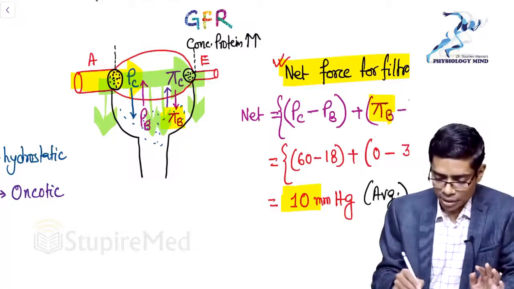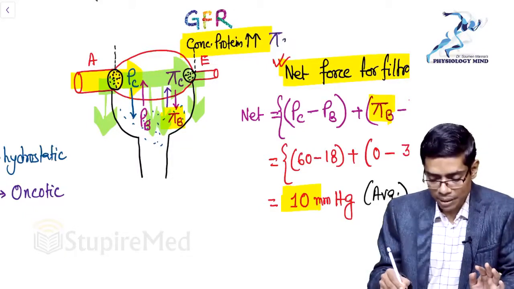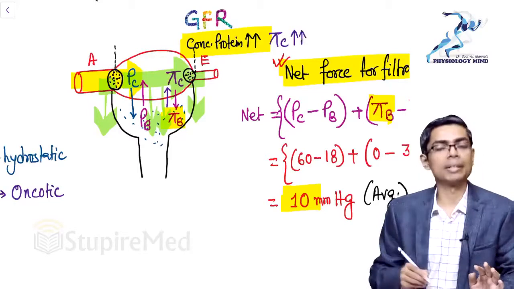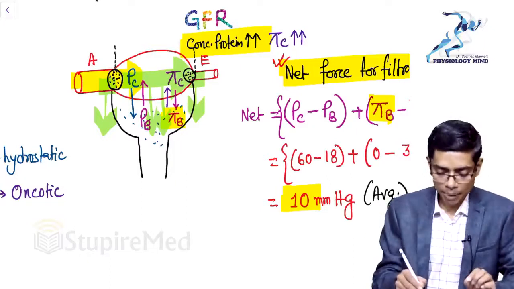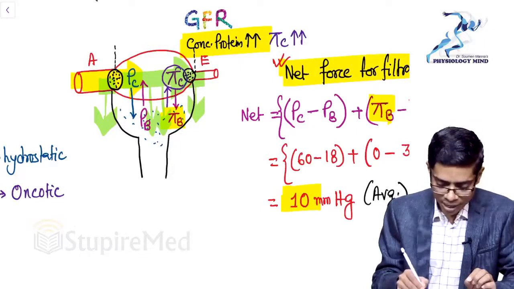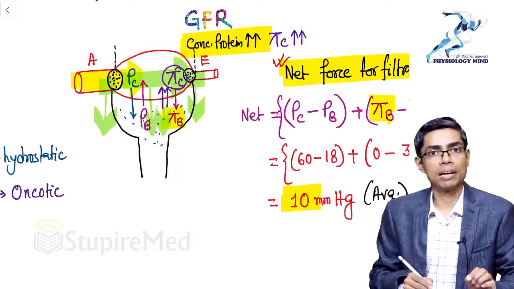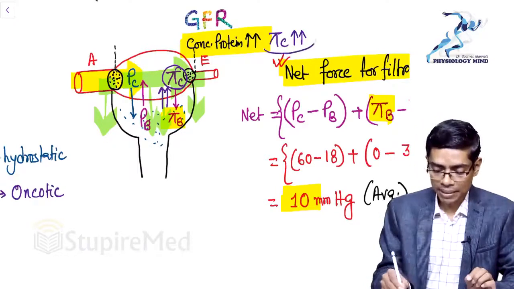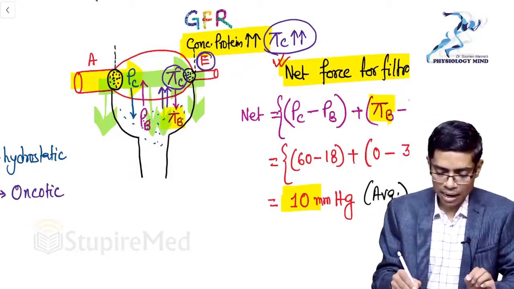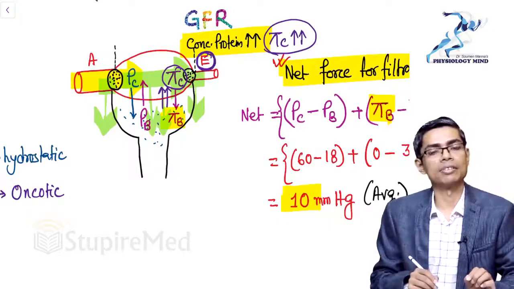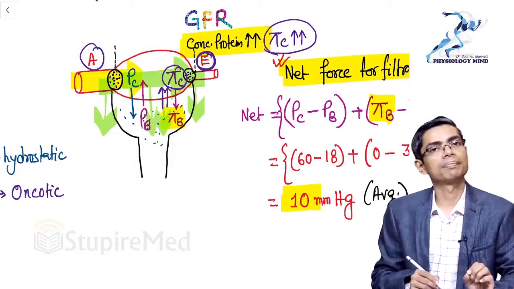Whenever the concentration of the protein is higher, which force will increase? Pi c will be higher at the level of the capillary. Am I clear? Because of the higher pi c, which is a dragging force, it will oppose the filtration of fluid. So because the pi c is higher, the net filtration force at the level of the efferent arteriole will be lower than at the afferent arteriole end.